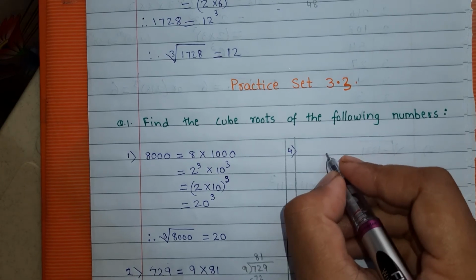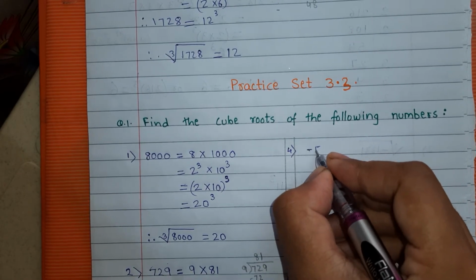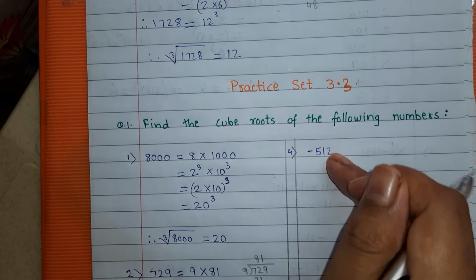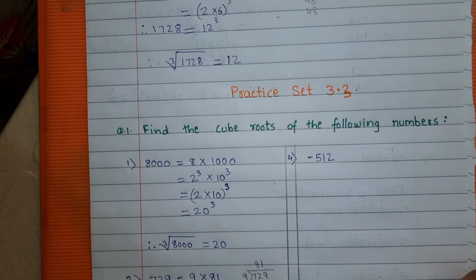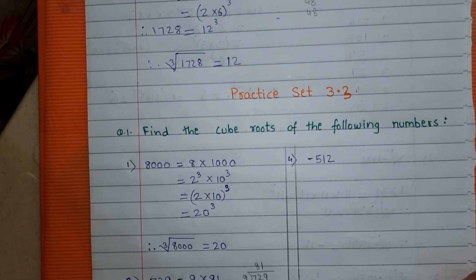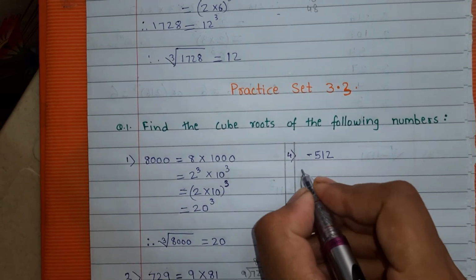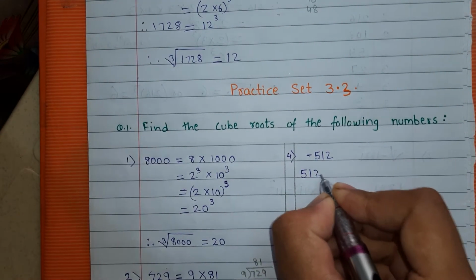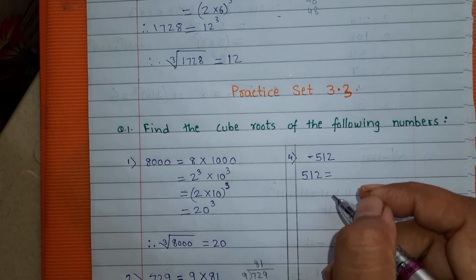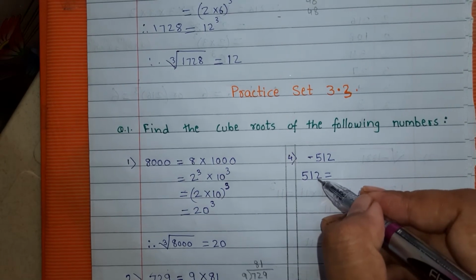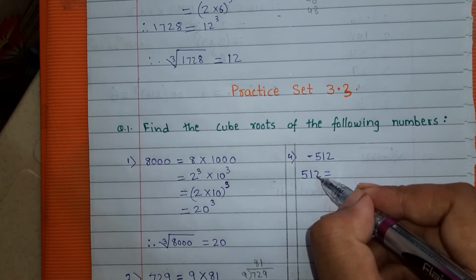Next example, fourth one. Fourth example is negative 512. We have to find the cube root of negative 512. So first we will find the cube root of 512. Now see here. Here the units place number is 2.